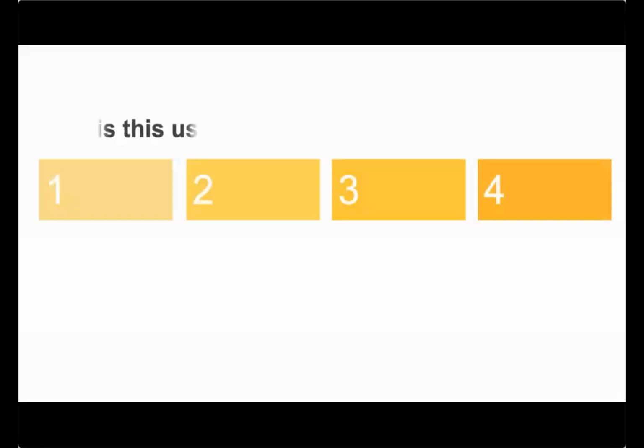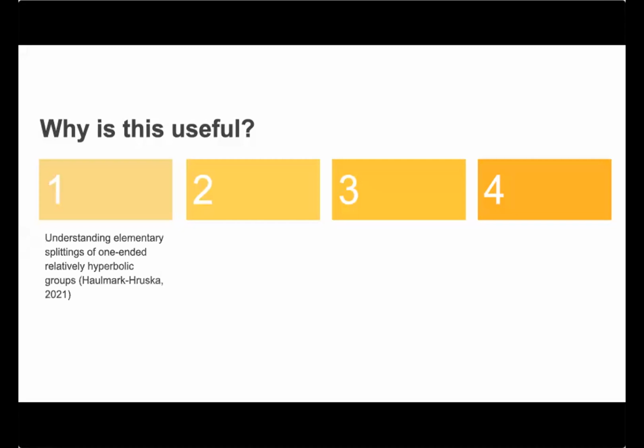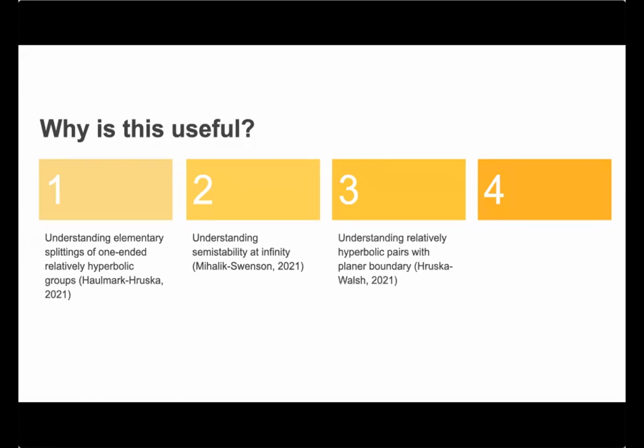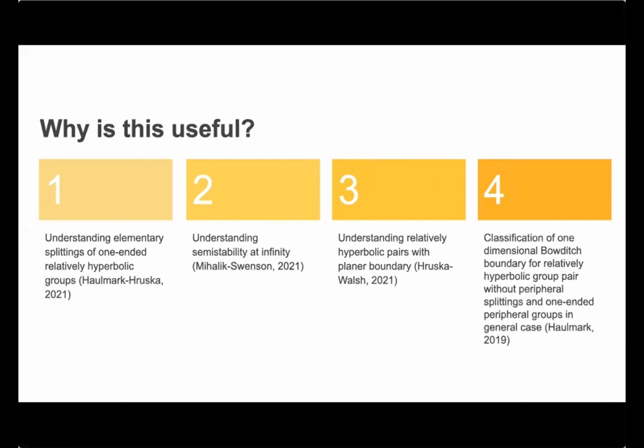Now, we think it would be a useful result, and so far there is some evidence from the literature. For example, Hallmark and Hruska used it in understanding elementary splittings of one-ended relatively hyperbolic groups. Mihalik and Svensson used it to understand semi-stability at infinity. Hruska and Walls used it to understand relatively hyperbolic group pairs with planar boundary.